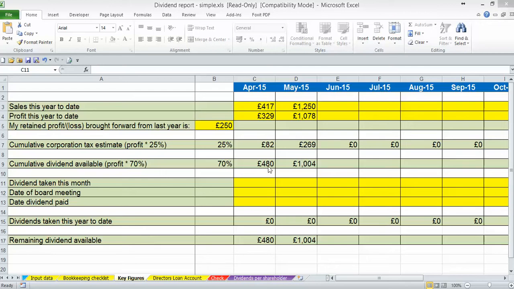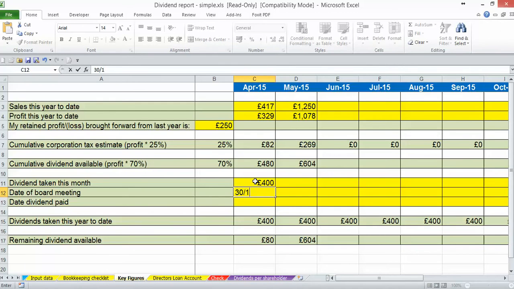Cumulative dividend available, we estimate 70% of the current year's profit will be available, so 70% of 329 plus whatever retained profits brought forward, or less any retained loss brought forward. So Mr. and Mrs. Smith decide to take a dividend of £400 between them. That's going to be £4 per share because they have 100 shares.